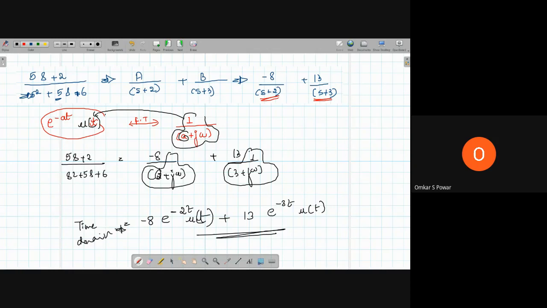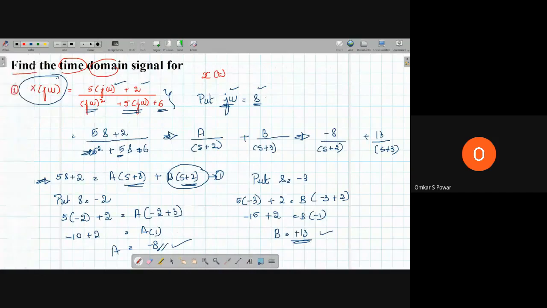What I have done is use the Fourier transform equation. We have e power minus at u of t is equal to 1 divided by a plus j omega. What is the inverse of 1 by a plus j omega? E power minus at u of t. So I have expressed it in terms of a plus j omega so that I'll get this e power minus at u of t, and I have got my answer. So let us see step by step once again.